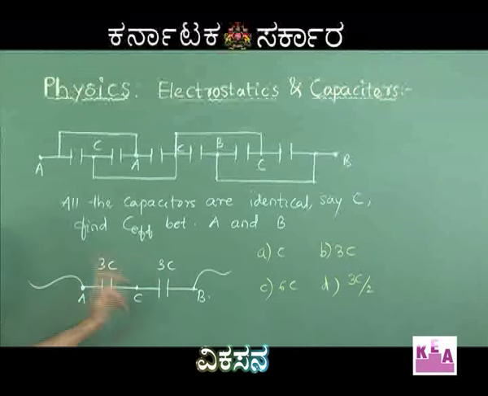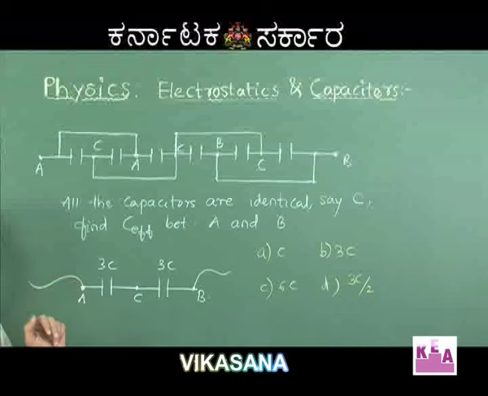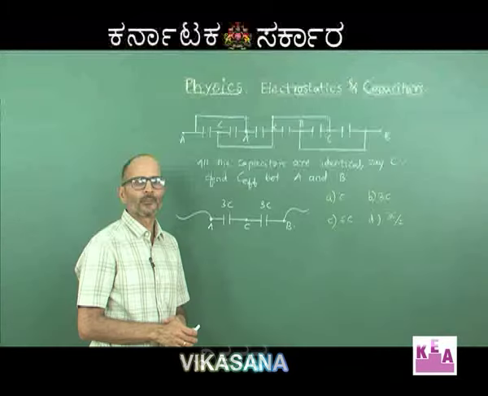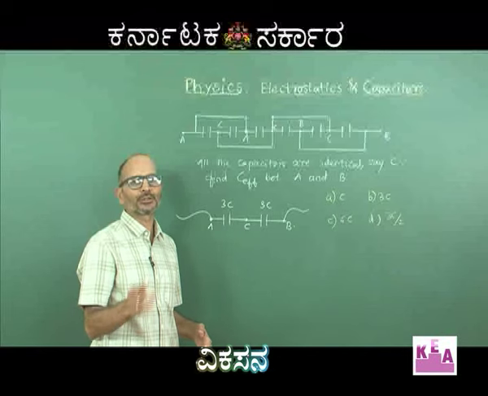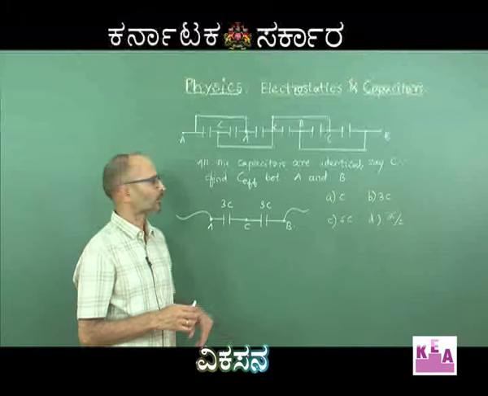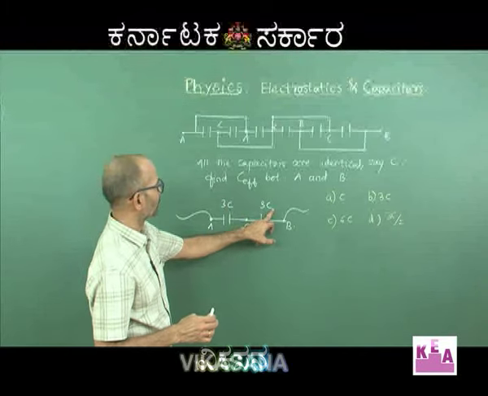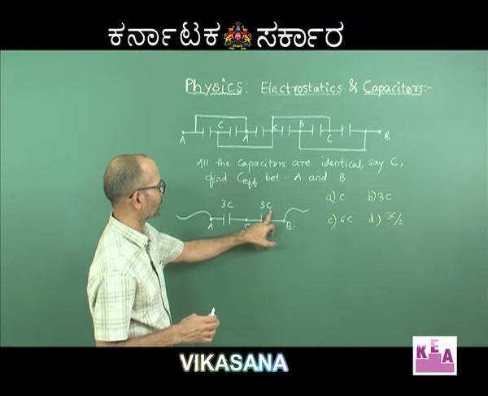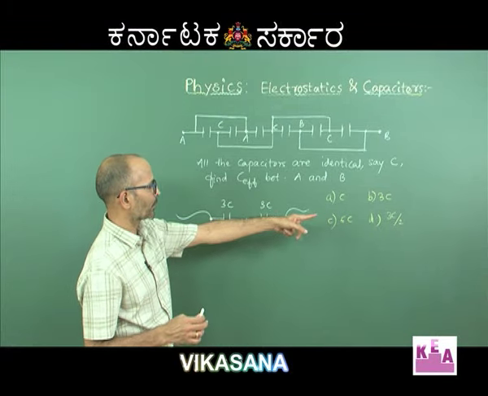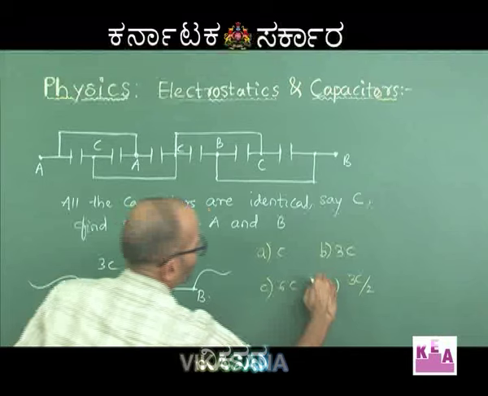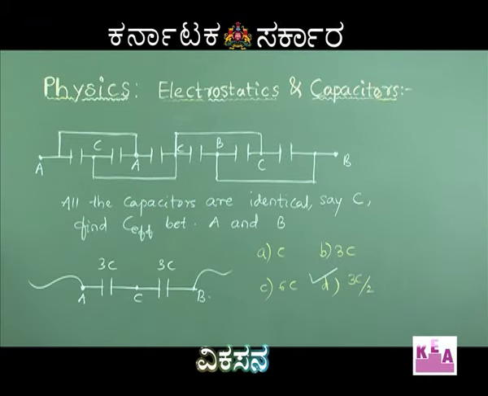Now, there are 2 3C capacitors connected in series between A and B, and in series, if 2 capacitors C1 and C2 are connected, C effective is going to be C1 C2 divided by C1 plus C2. So, 3C into 3C divided by 3C plus 3C makes it 3C by 2. So, that makes option D perfectly correct.